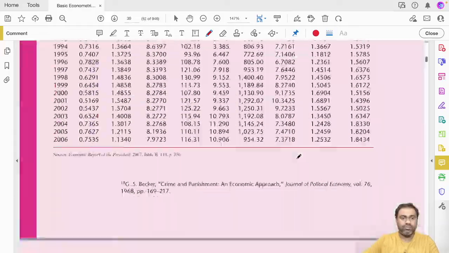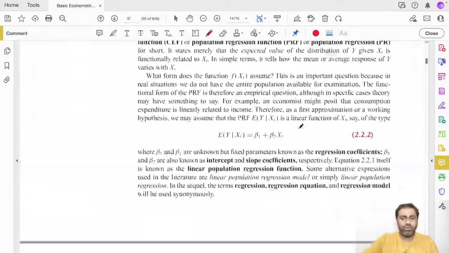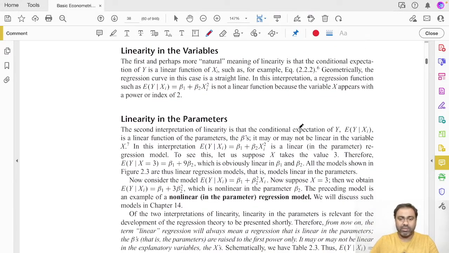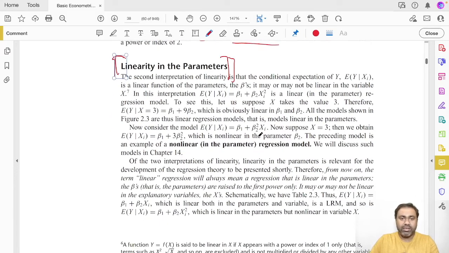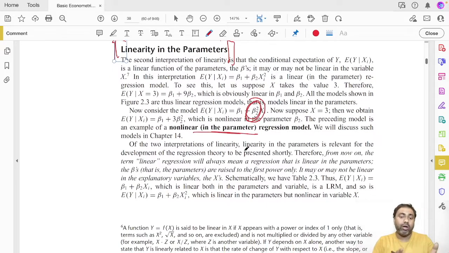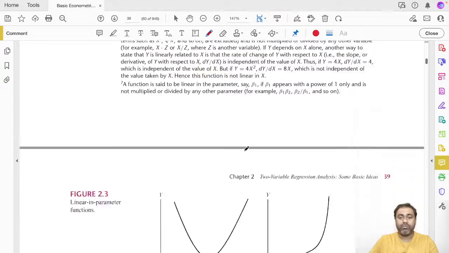Next, chapter 1.1 you can leave because it's not a big deal. Like we were discussing, linearity in parameters and linearity in variables. Here is x square, so it's non-linear. Now, when it is a non-linear parameter like beta square, this is a non-linear regression model. So what is the difference and how we are going to interpret it is very important.